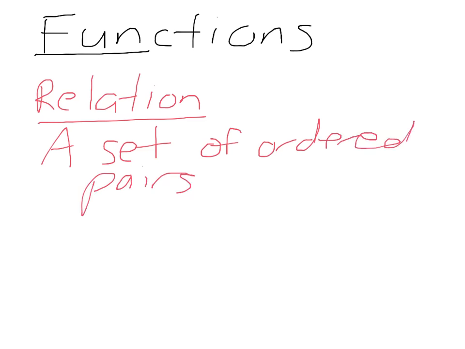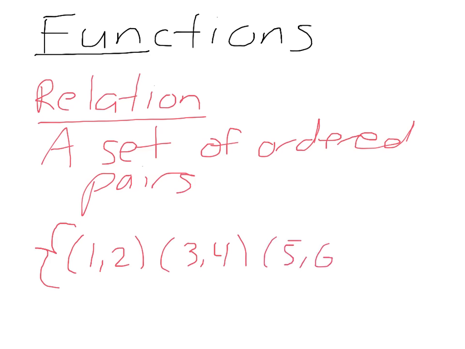So, for example, I might do this. 1, 2, 3, 4, 5, 6, and 7, 8. Let's say that's my set of ordered pairs. Now, that is a relation. Within the ordered pairs, we have an x and a y in each ordered pair, but there are special names for that.